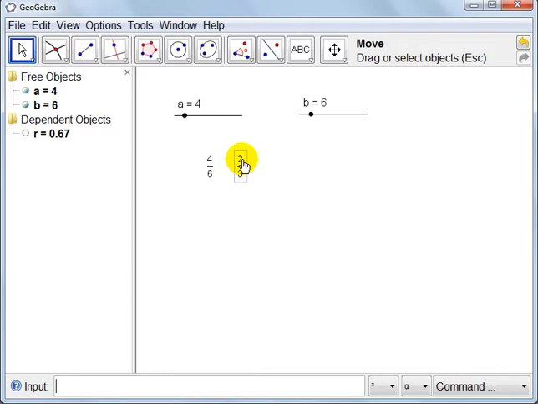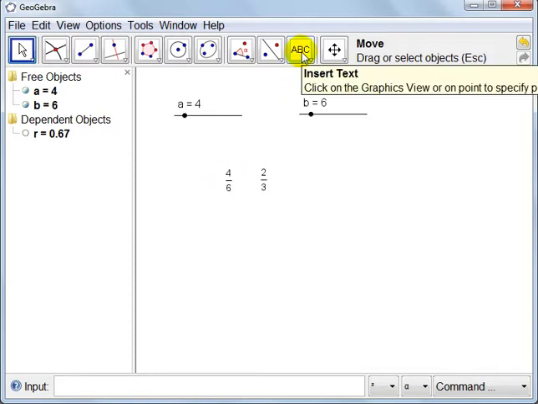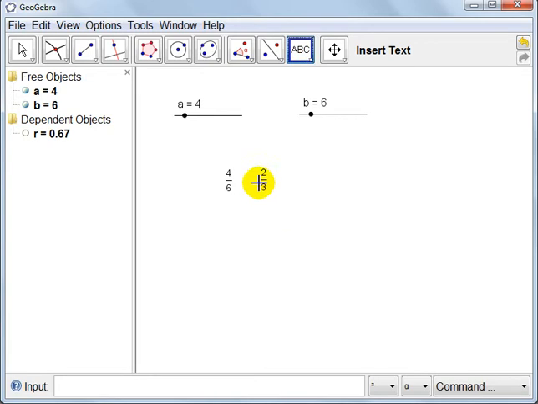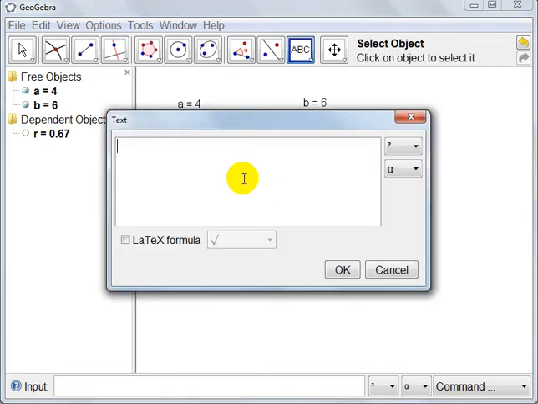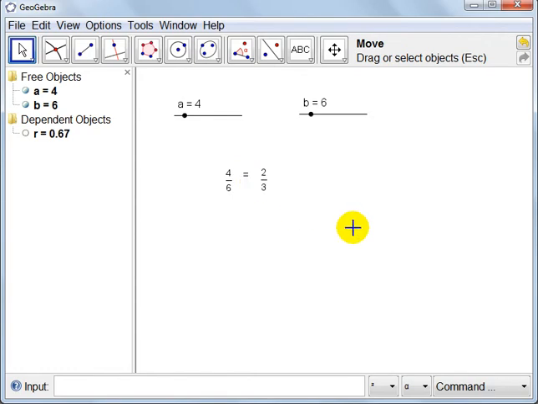So I can have 4/6, and I go to my insert text, and all I need is the equal sign. I type equal, press OK, and I have 4/6 is equal to 2/3.